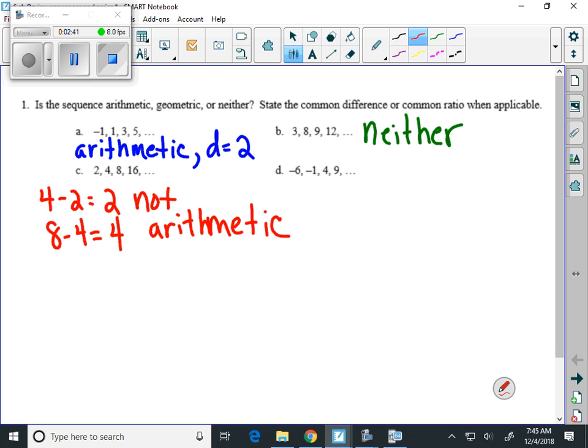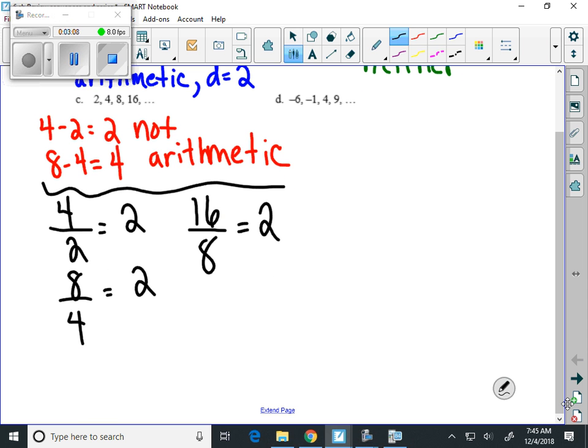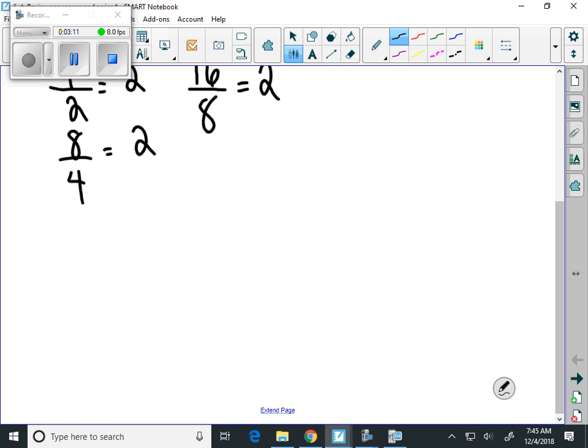So let's see then if it's geometric. For geometric, we would do 4 divided by 2, and 8 divided by 4, and 16 divided by 8. Well, because when we divide, those values equal 2 every single time, on C we have a geometric sequence, and our common ratio is 2.